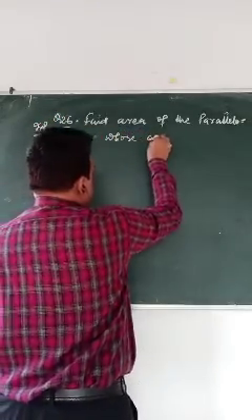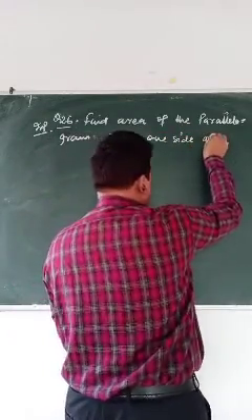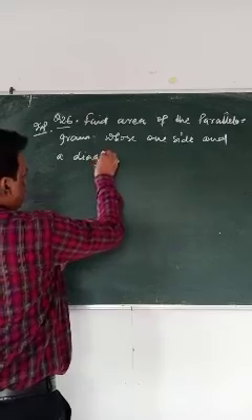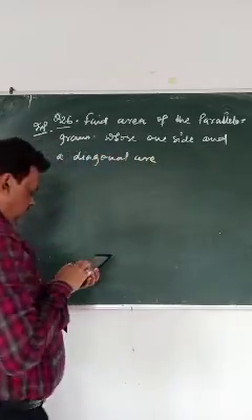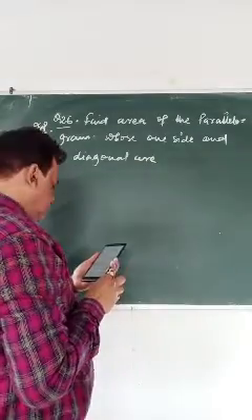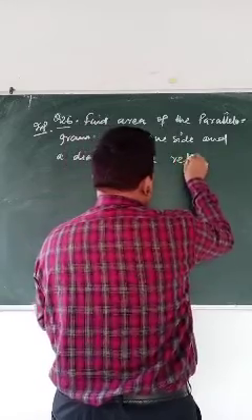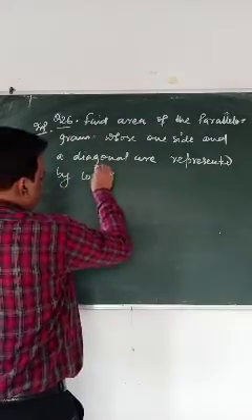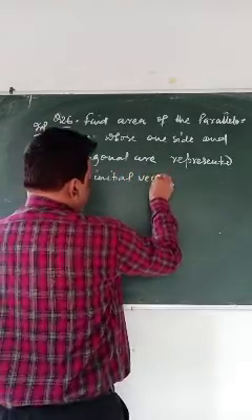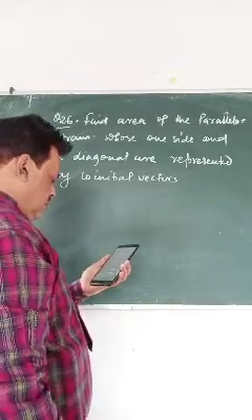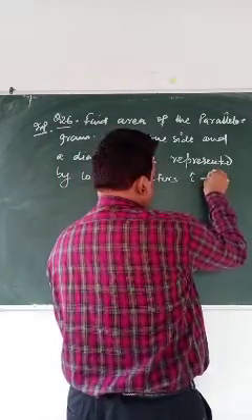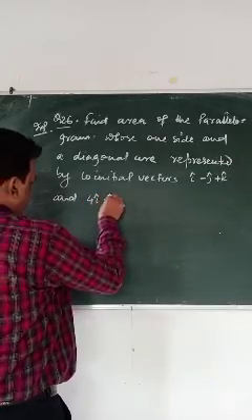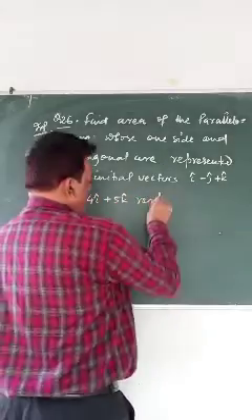Whose one side and a diagonal are represented by co-initial vectors i minus j plus k and 4i plus 5k respectively.